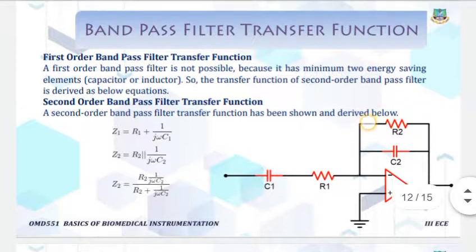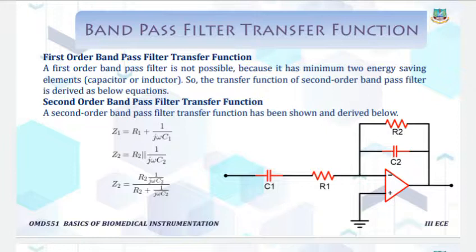Next, transfer function. First order bandpass filter transfer function. A first order bandpass filter is not possible. Here the first order bandpass filter is not possible. Here we minimum need two energy storing elements, capacitor and inductor. So since the first order filter is not possible, we are going for the second order bandpass filter transfer function. We are not able to find the first order transfer function, so we are going to find the second order transfer function.